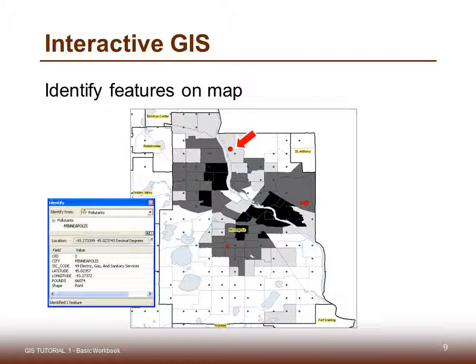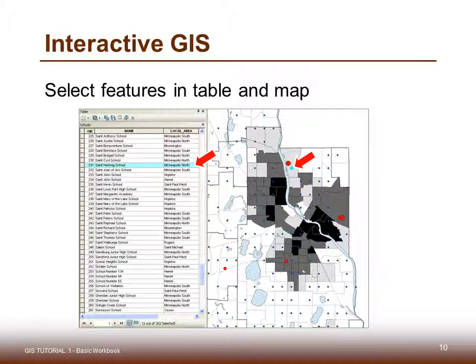So for example, here the Identify tool has been used to identify from a particular layer, in this case pollutants. And the information about that particular location then shows up, and it tells us about it. So it's within the city of Minneapolis, what's the SIC code, the latitude, longitude, and so on. We can also then select features from a map and table. In this case, we're looking at the location of a school that's particularly close to that potential pollution.